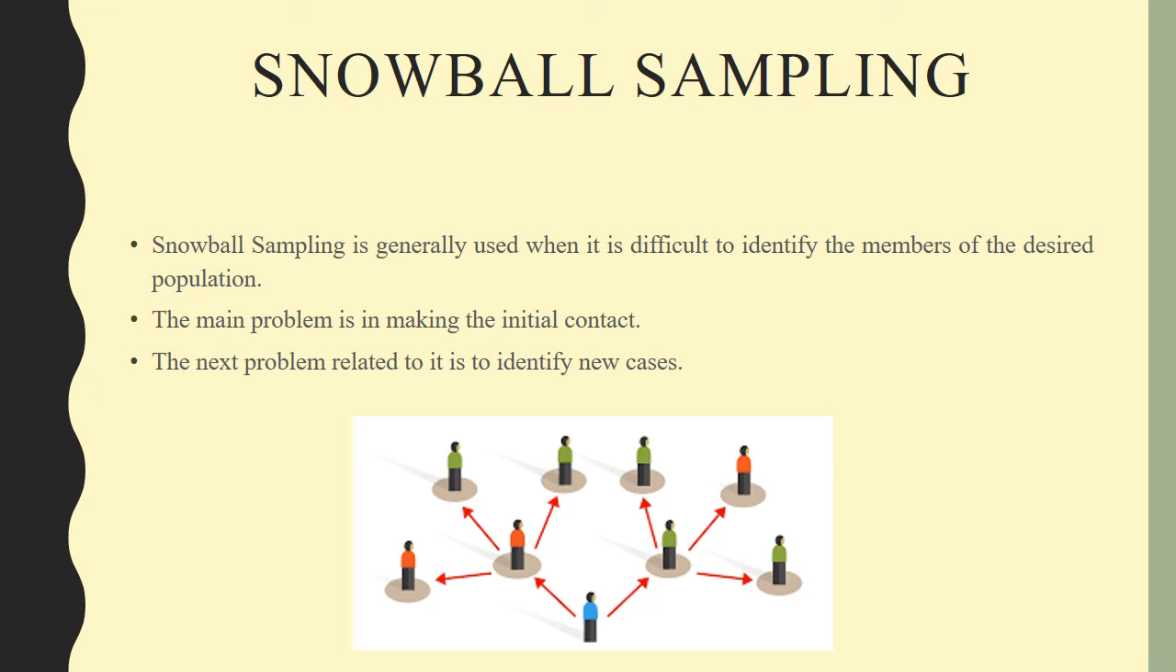The only main problem is in making the initial contact. It is very difficult to make the initial contact, but once this is done, these cases identify more members of the population, who then identify further members, and so on. So the ball moves on, right? That is why it is called snowball sampling.